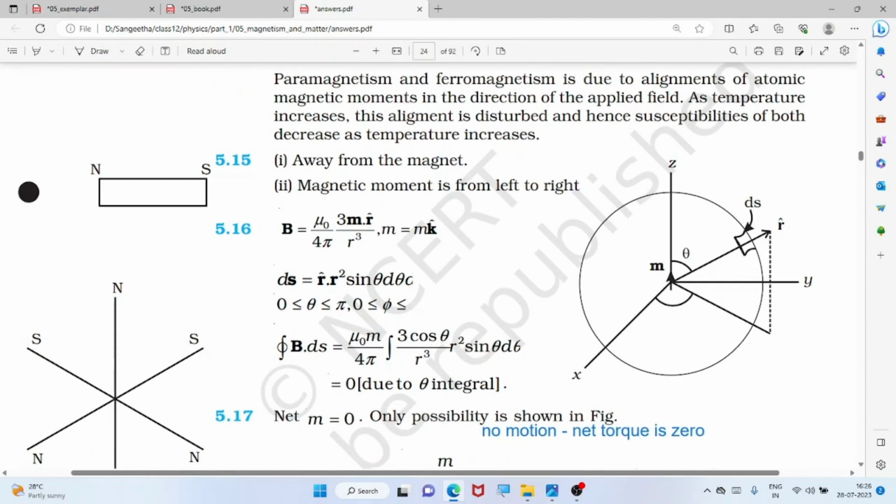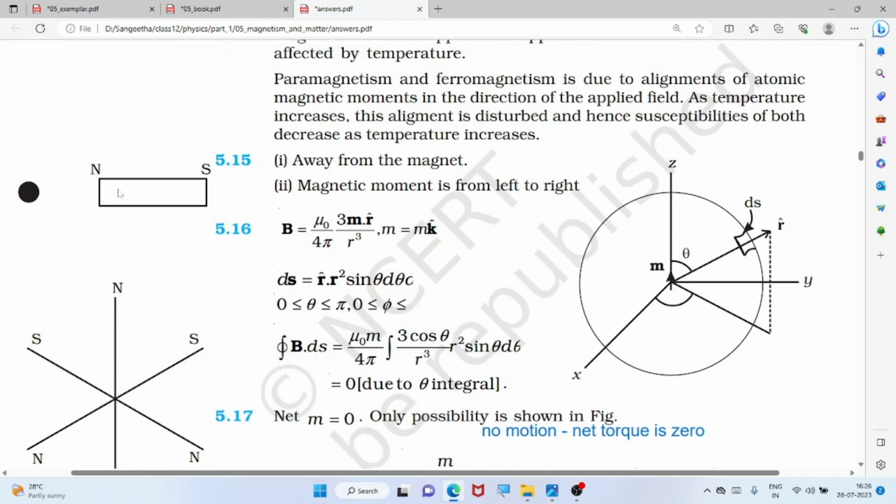Now this will move away from the magnet because of the diamagnetic property. It is repelled from the magnetic field. The magnetic moment will be opposite, that is from left to right. Normally it will be from south to north, but in this case it will be north to south, left to right.